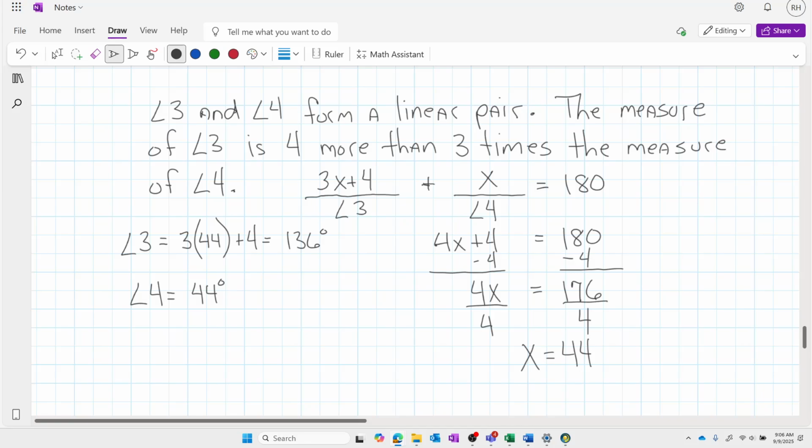All right, so any questions on those different types of problems? Linear pair, supplement of an angle, complement of an angle.